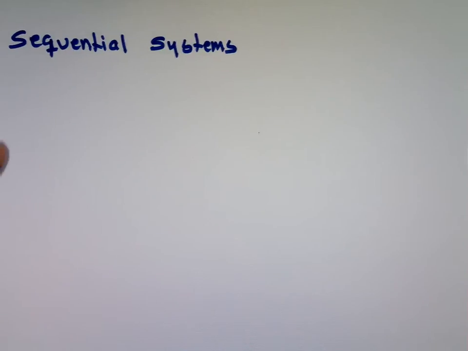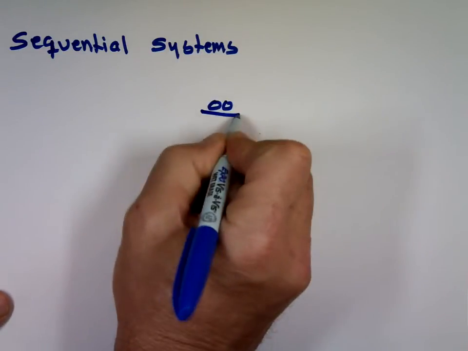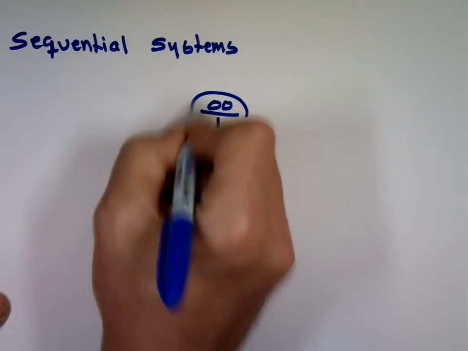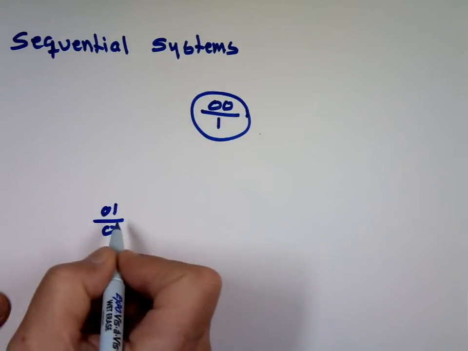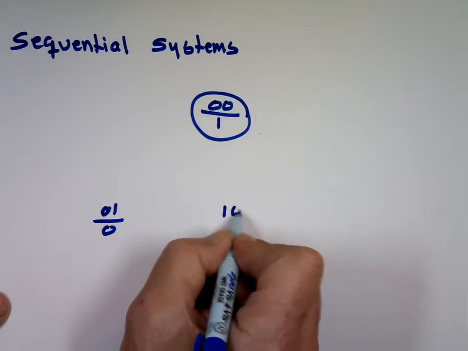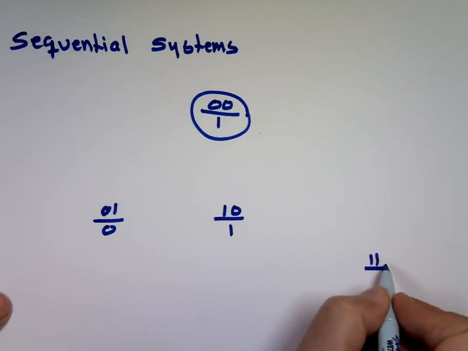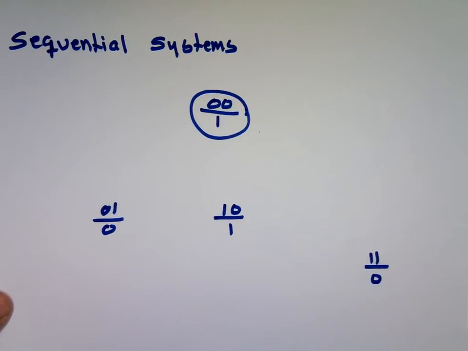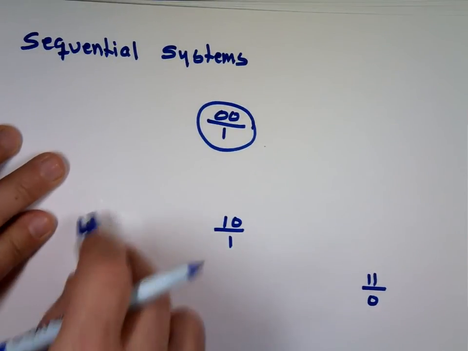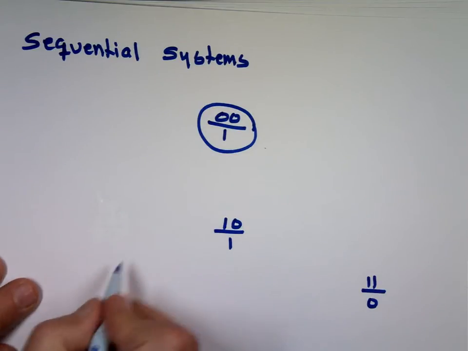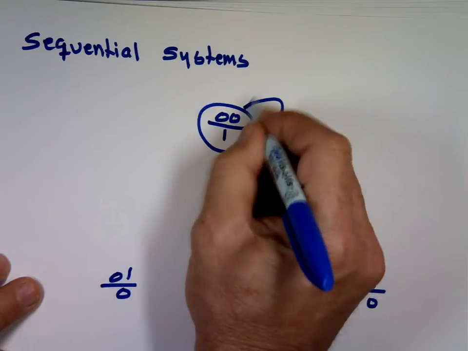We want to design a circuit that will behave like this. We have 4 states, state 0, 0. Your output is 1 here for this state. This is 0, 1. Your output is 0. This is 1, 0. Your output is 1. And this is 1, 1. Your output is 0. Let me lower these just a little bit. Give me more space. 0, 1. Your output is 0. And if you put a 0, you want to stay there.